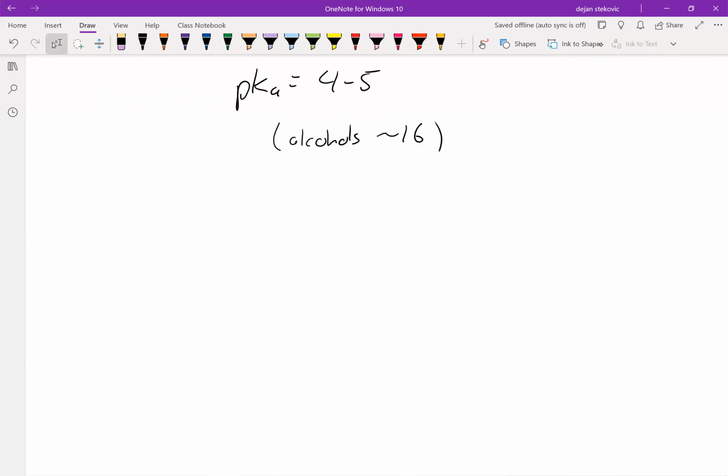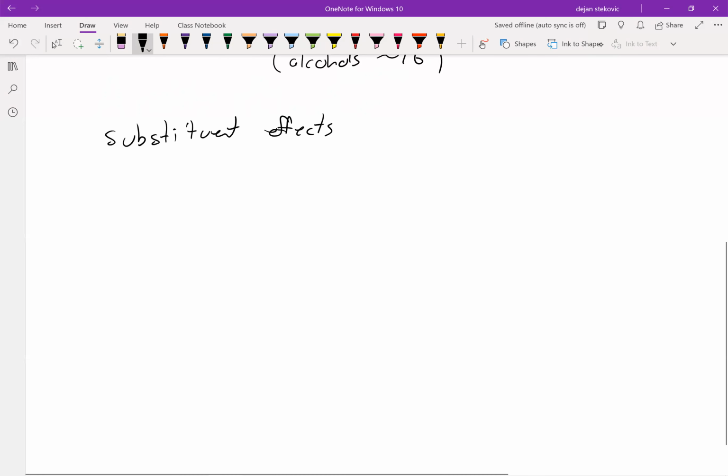And like we've learned with alcohols and all the other different compounds, there are substituent effects. We can add things to our carboxylic acids to either make them more or less acidic. So when we have a regular carboxylic acid, we can think about adding electronegative atoms, which will form an inductive effect, which will make the compound more acidic.